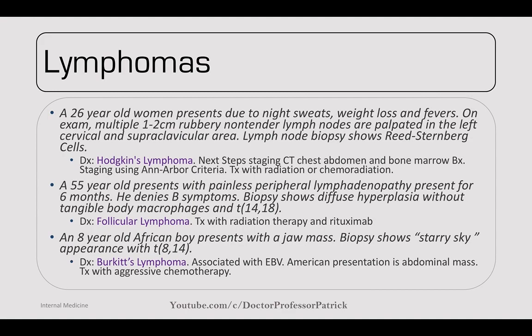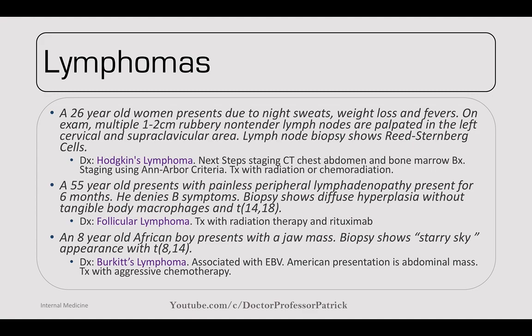Going into the lymphomas, there's a 26-year-old woman who presents due to night sweats, weight loss, and fevers. On exam, there are multiple 1 to 2 centimeter rubbery non-tender lymph nodes in the left cervical and supraclavicular area. Lymph node biopsy shows Reed-Sternberg cells, or owl-eyed cells. The diagnosis would be Hodgkin's lymphoma.